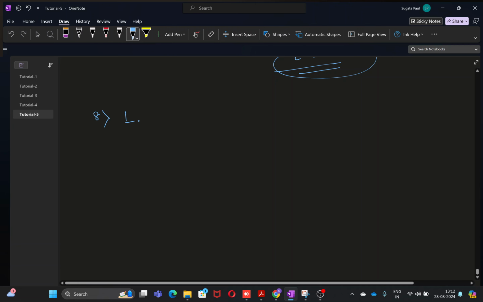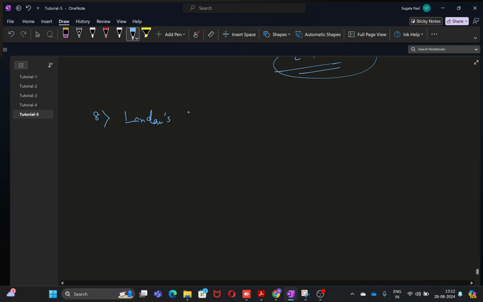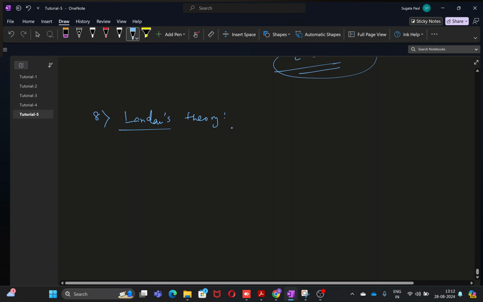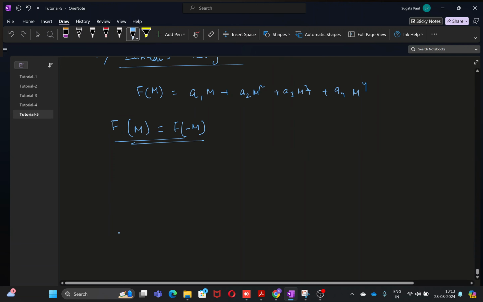So this is question number 8, which is about Landau's theory, and you are given the free energy for the system, which is expanded in a series form about the transition temperature Tc, which is A1 m plus A2 m squared plus A3 m cube plus A4 m to the power 4. Now this is very important: whether you choose your M to be positive or negative, meaning all up spin or all down spin, the free energy has to be the same.